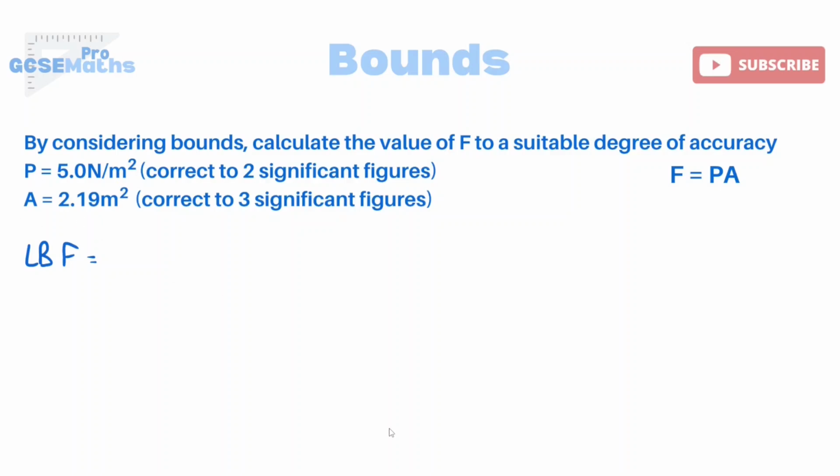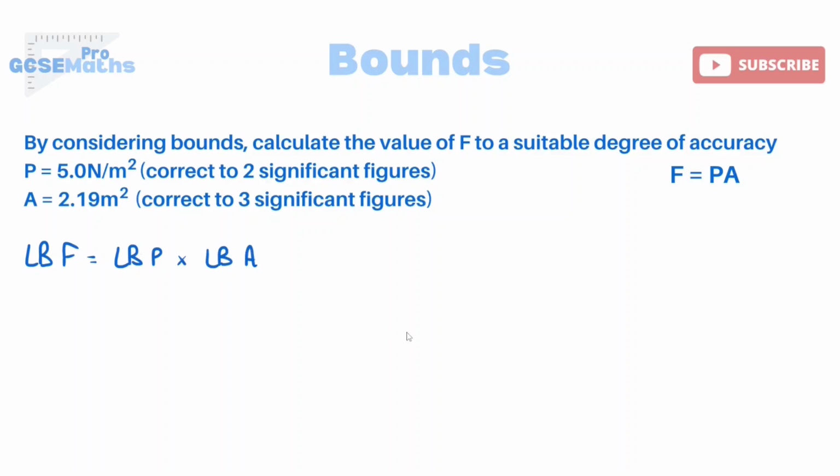So I want the smallest answer when I multiply together two values in this case. Multiplying together two values to get the smallest answer means I'm going to need those two values to be the smallest in themselves, aren't I? So that means I need the lower bound of p times the lower bound of a. So you have to make that decision yourself.